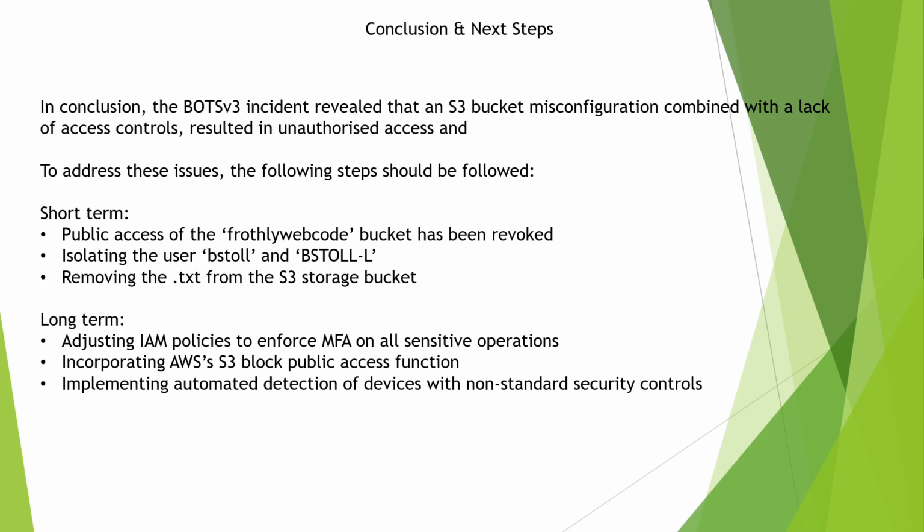For the long term, adjust IAM policies to enforce multi-factor authentication on all sensitive operations, such as the put bucket ACL event, as well as incorporating AWS's S3 Block Public Access to prevent S3 buckets from being made public accidentally, as well as implementing automated detection of asset configuration drift to prevent users and devices with non-standard security controls from accessing the AWS environment, and creating the SIEM rule outlined earlier using the JSON query for detecting AWS API access without multi-factor authentication.